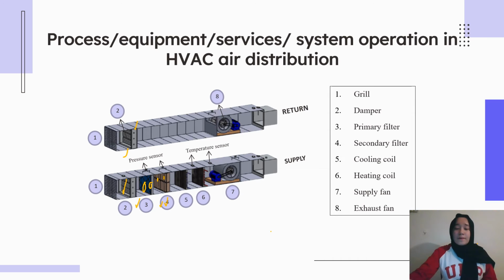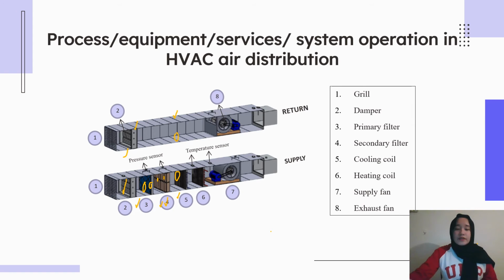And the seventh part is the supply fan, and here is the exhaust fan. The fan will pull air from the outside through the dampers, the filter, and also the coil, then push the air through the ductwork and flow it through the buildings. This is the definition of the supply fan. But the exhaust fan will push the return air from the building back to the atmosphere.